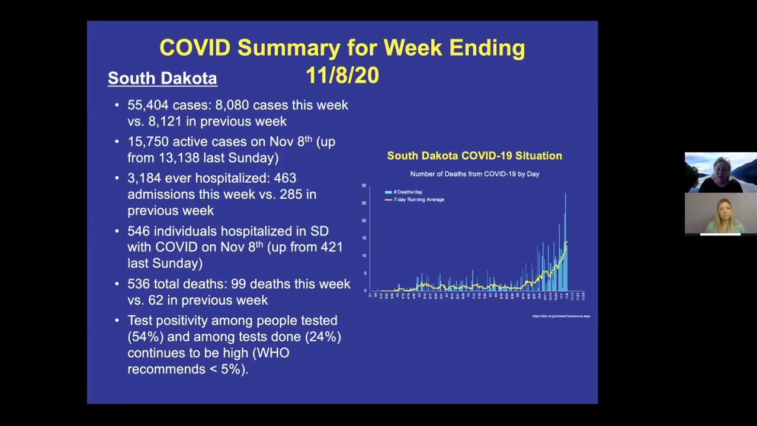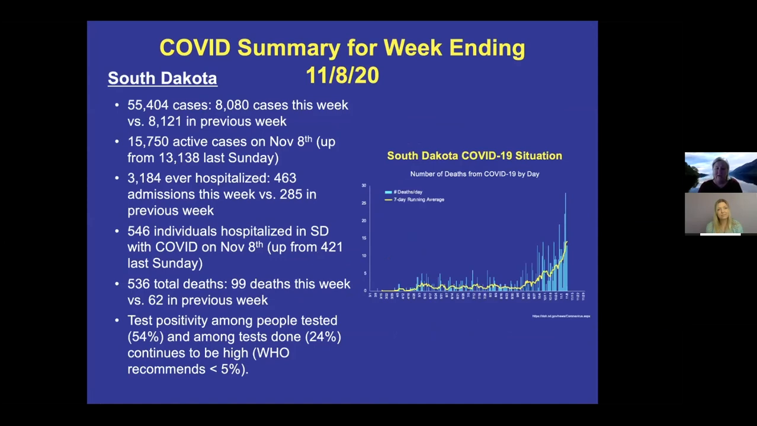In South Dakota, we've had 55,000 cases, 8,080 this week, compared to 8,121 in the previous week. So that has tapered off just a little bit. It'll be interesting to see what happens this week. Keep our fingers crossed that the new cases are leveling out. The reason I'm not real optimistic about that is because the test positivity is so high, and I'll get to that in a second.